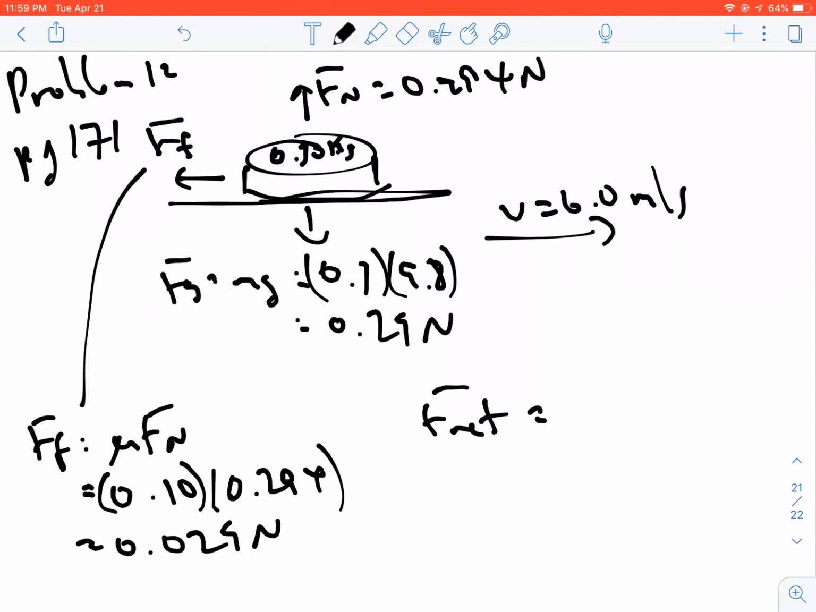So I now have a frictional force, and if I say, what is my F net now? There's only one force acting on this, and that is friction, right? There's no other force in the horizontal plane. My vertical forces, 0.29 up and 0.29 down, have canceled out. So the only force acting is that 0.029 newtons pushing back.